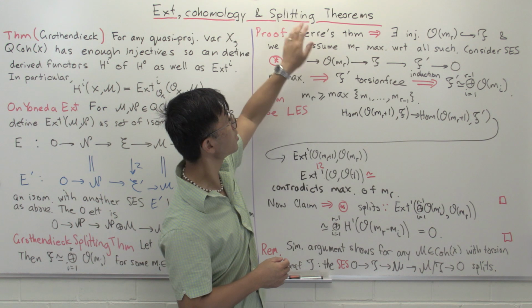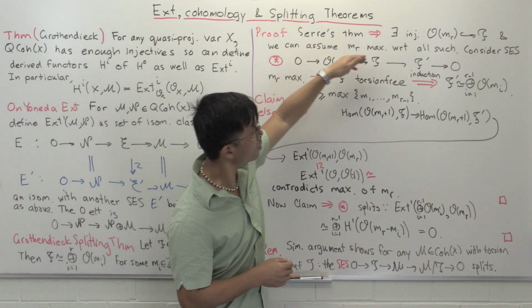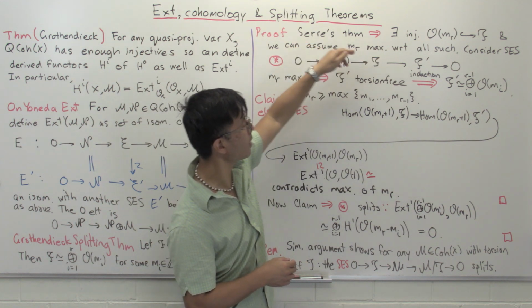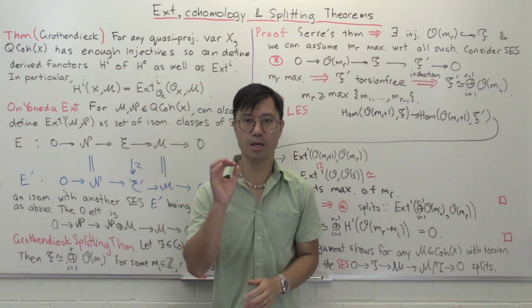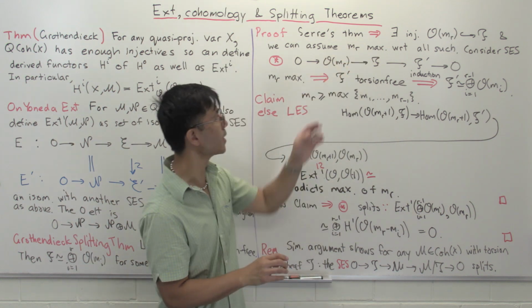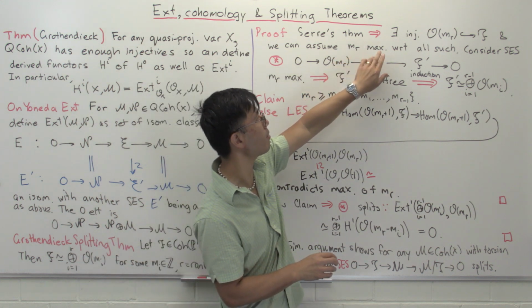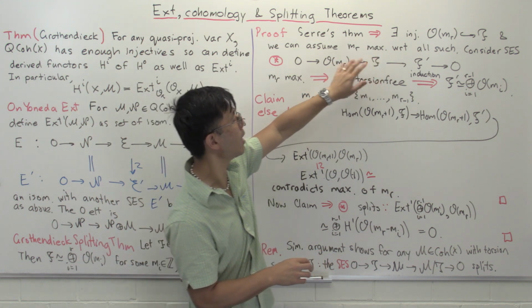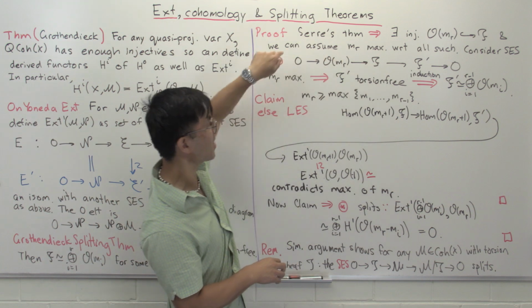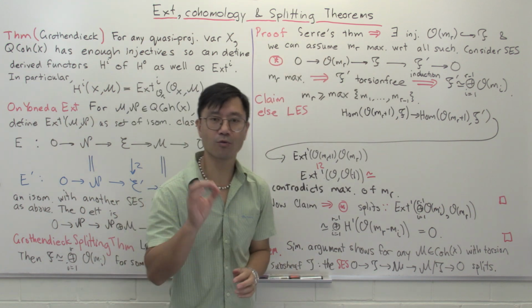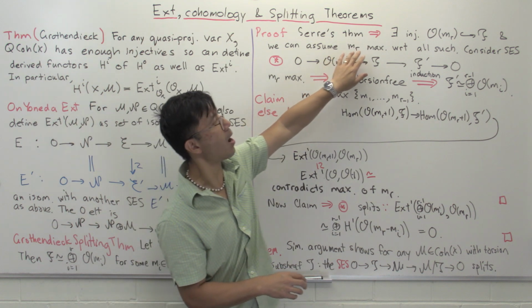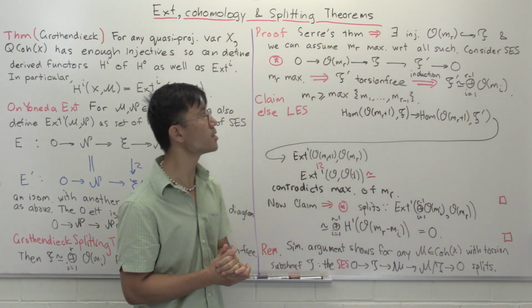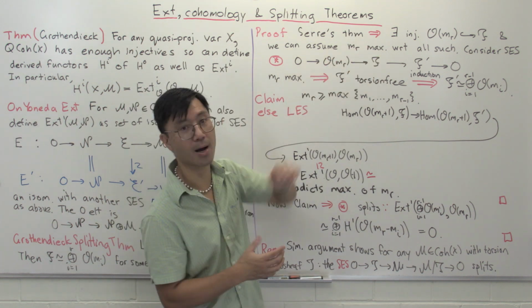But what you can do is look at all such injections, and look at the one where m_r is maximal. That's going to be absolutely key here. We'll look at the one where m_r is maximal, and then study that short exact sequence. Of course, to make sense of this, you have to realize that there is one where this m_r is as big as it can be. Why is it that you can't just get bigger and bigger m_r in here?